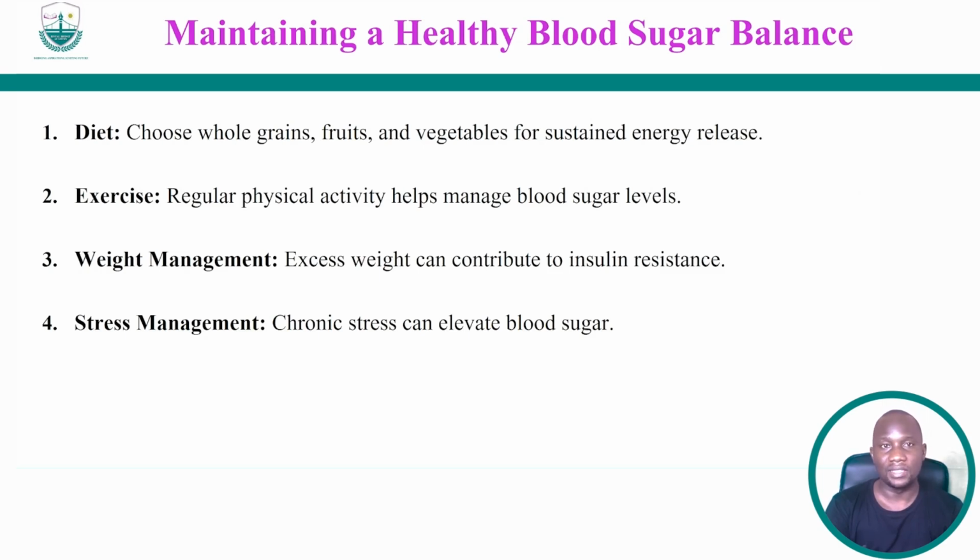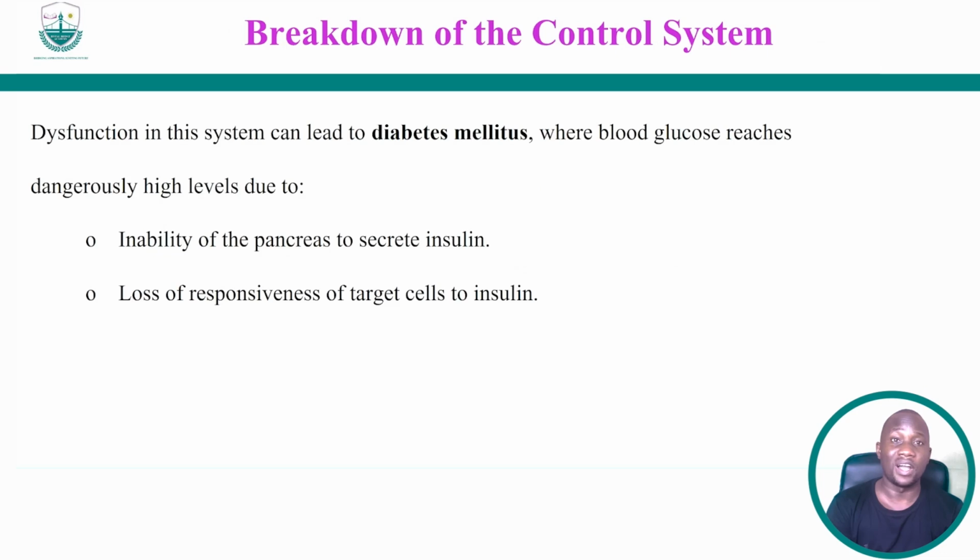Okay, diabetes. Diabetes is when the system that maintains your blood glucose level is not working very well, what we are terming as dysfunction. When the homeostatic mechanisms for maintaining the blood glucose are not working, then you get diabetes mellitus.